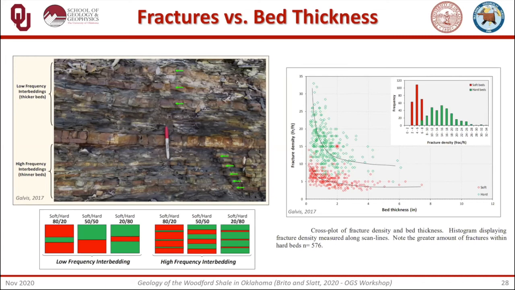So it makes a huge difference when you have thicker beds, even though they're 50% of these groups, compared to when you have high frequency bedding. This picture shows high frequency in the lower part and lower frequency in the upper part.